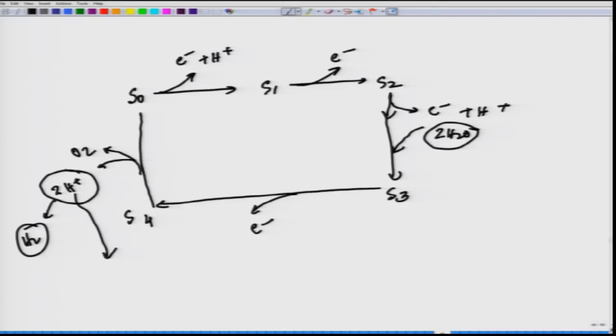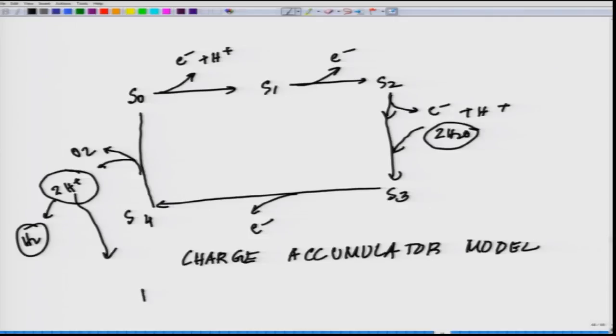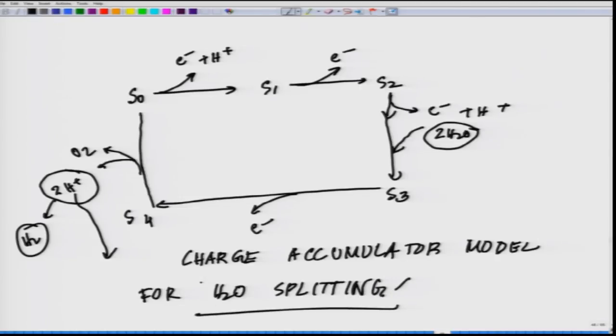So, this is the charge accumulator model for splitting water by the manganese center of photosystem 2. So, this charge accumulator model for water splitting is the sequential withdrawal of 4 electrons. So this is what is happening here: sequential withdrawal of 4 electrons, electron 1, electron 2, electron 3, electron 4. These are the 4 electrons, sequentially withdrawn by P680 plus, which drives the formation of oxygen from 2 water molecules.